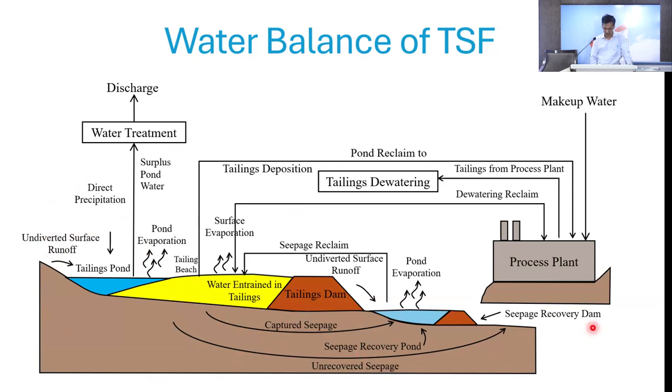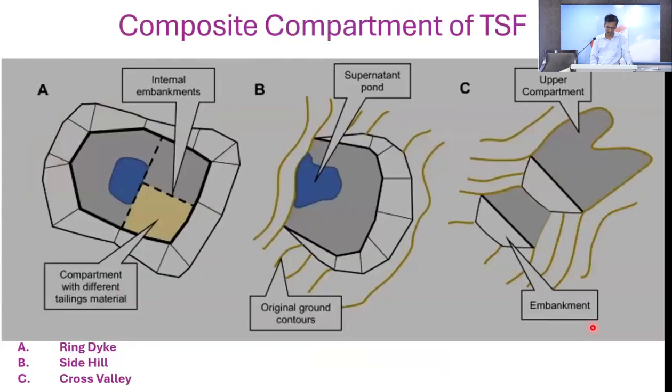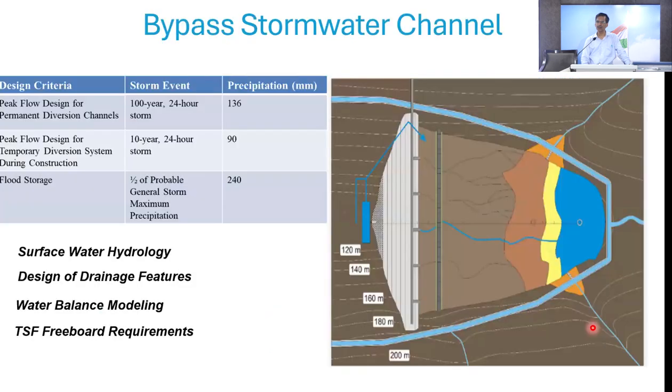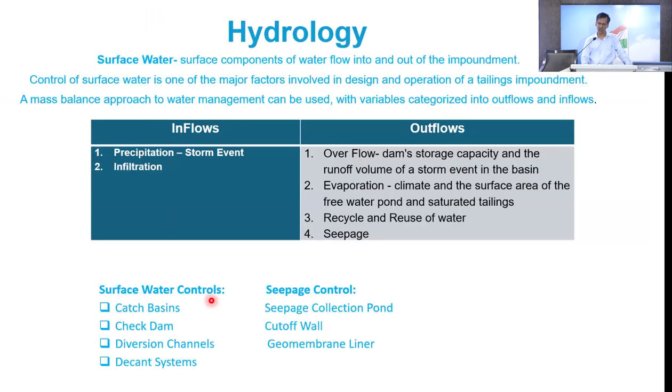So how to divert? Depending upon that, we can divide into two parts. If I want surface water control, then I have to use a catch basin, check dam, diversion channel and decant system. And for seepage control, we have to go for a seepage collection pond, cut-off wall or geomembrane liner.